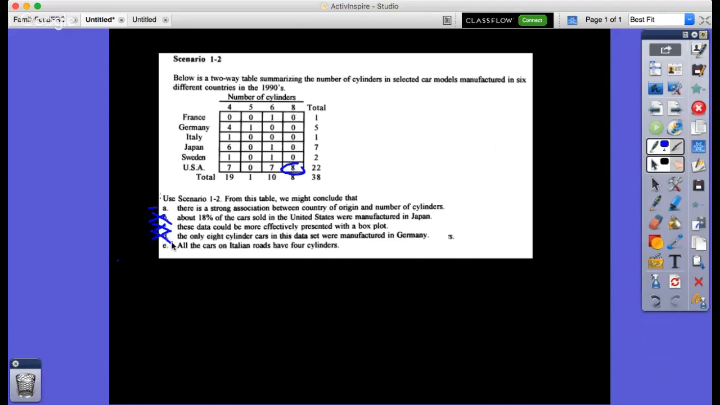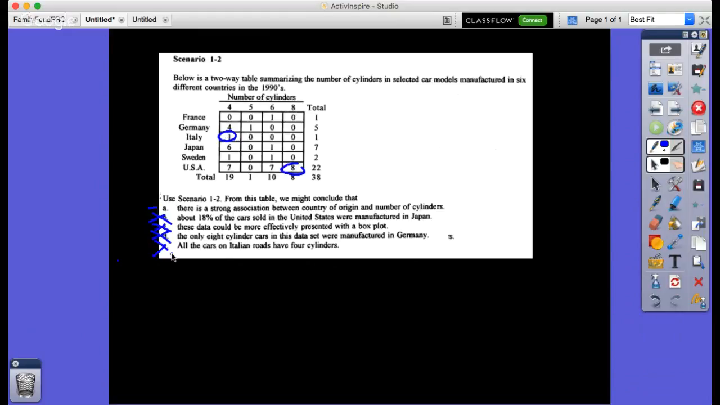US, right? E says all the cars on Italian roads have 4 cylinders. All the cars on Italian roads have 4 cylinders. Can't assume that. Can't assume it. Even though it's manufactured, right? The number of cylinders that were manufactured in these countries were here. That doesn't necessarily mean, right? We have cars from Japan and all over on our roads. So you can't assume there.